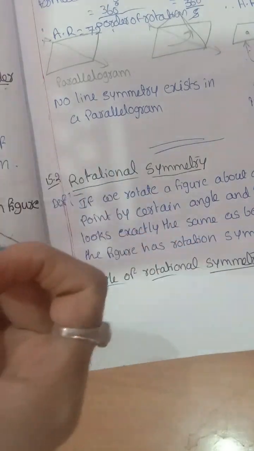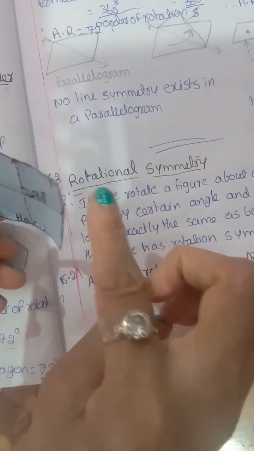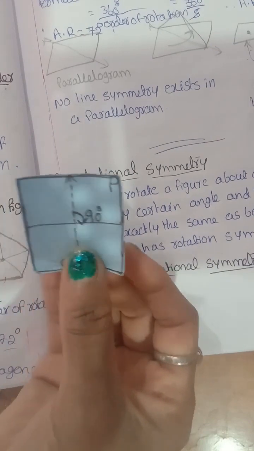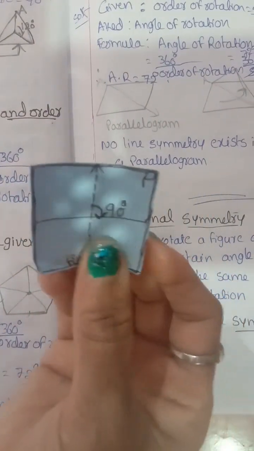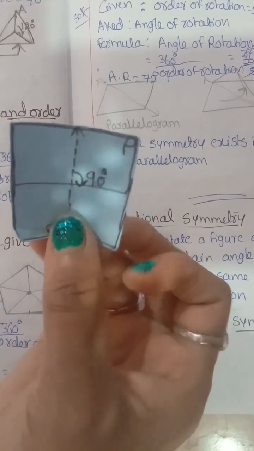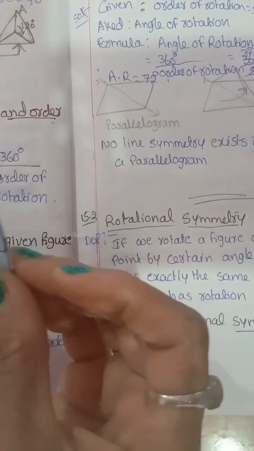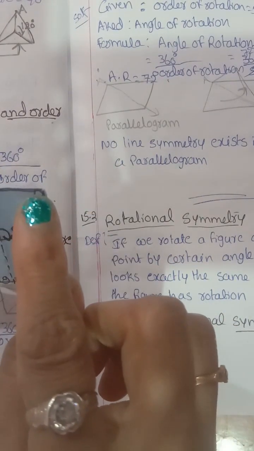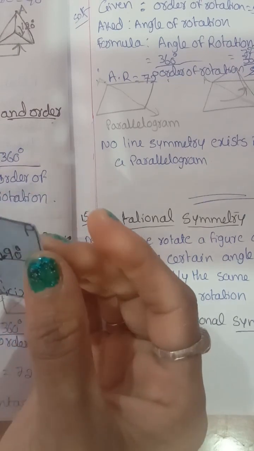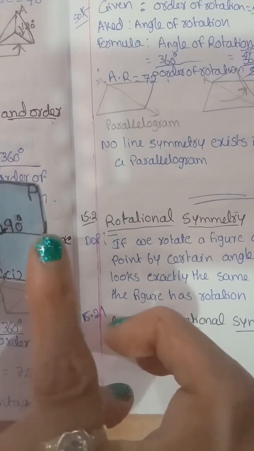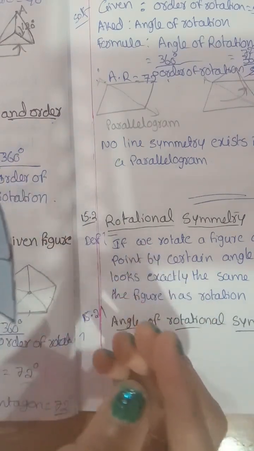This is the square only. The square has 4 lines only: one horizontal, one vertical and 2 diagonals. So the total is 4 lines of symmetry. Now let us see if the figure has rotational symmetry. This is the initial figure 1. Point P is one of its corners, with 2 axes of symmetry passing through it.